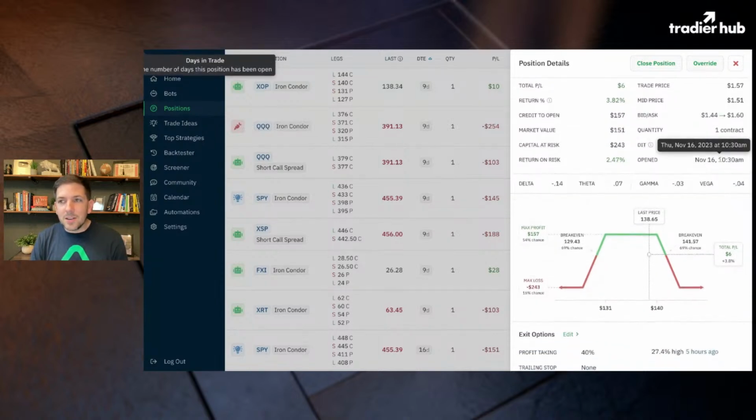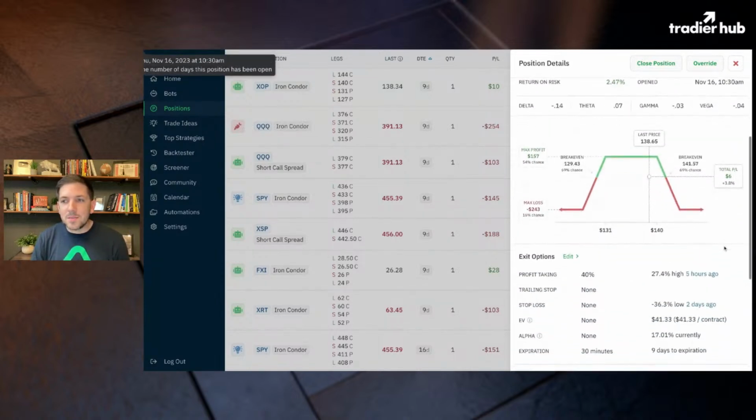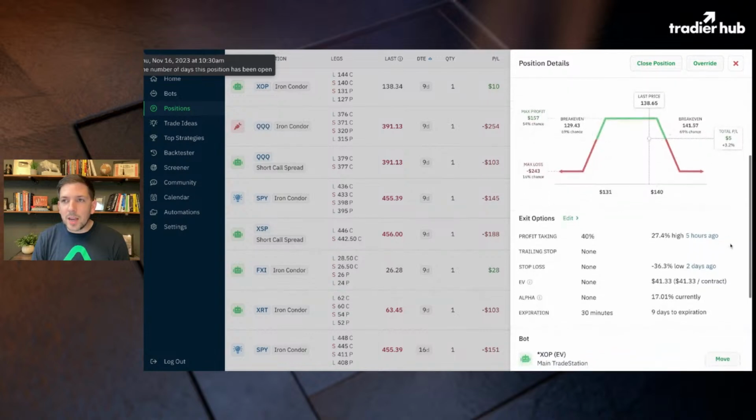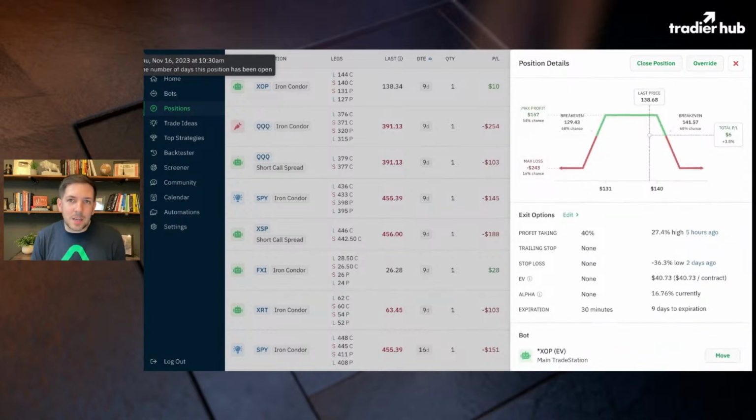And you can see it still has about a 70% chance of success. So this is a good one to look at too, because if you ask yourself this all the time when you're trading, should I stay in the trade? Should I keep the trade open? Well, this trade has a $39 positive expected value.